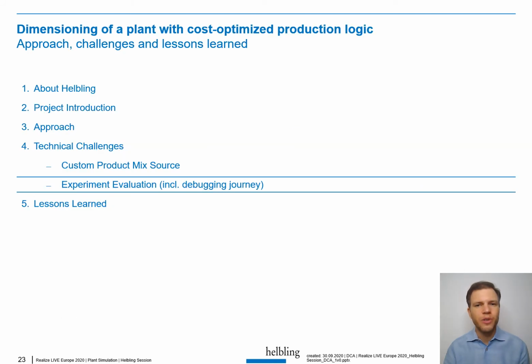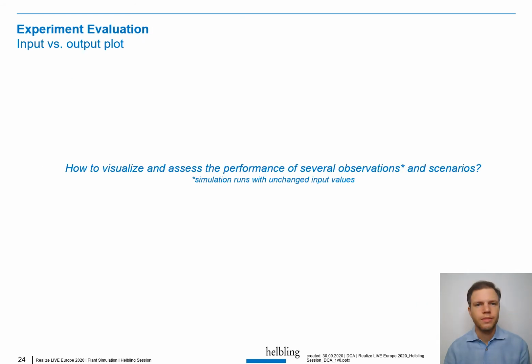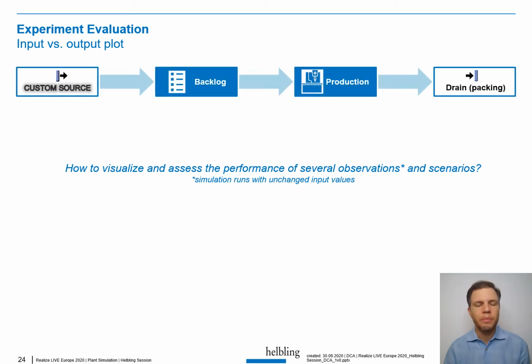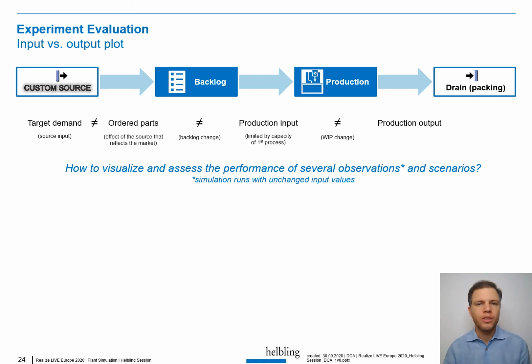Now let's move to the second challenge and the debugging journey. How to visualize and assess the performance of several observations and scenarios. Now if we look at this high-level process, intuitively one would simply compare the simulation output with the target demand of the source. However, due to the process and system dynamics, this won't give a meaningful result. Then an insufficient output does not necessarily mean insufficient production capacity, but it could also be that in that particular observation, the source generated less demand than defined.